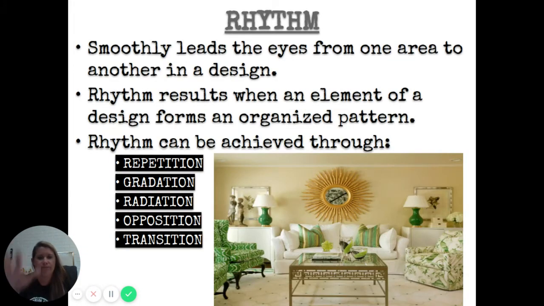Then we have rhythm. We have 5 types of rhythm: repetition, gradation, radiation, opposition, and transition. So rhythm happens when your eyes go from one area of a design to another area of a design. And this is in all art. It's not just interior design. It's exterior design. It's in paintings, drawings, photography. It's in sculptures. There's rhythm in music. There's rhythm in theatrical performances. All art forms have rhythm. There are all of these elements and principles, actually.